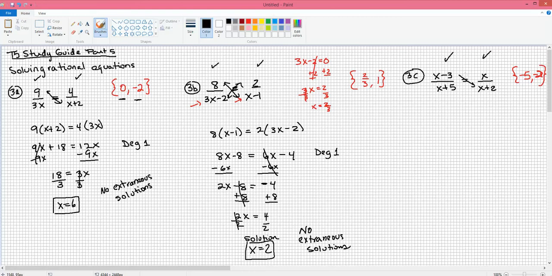Alright, cross multiplying. We have x minus 3 times x plus 2. We'll have to FOIL these. And then x times x plus 5. We'll have to distribute that x. Alright, this is x squared plus 2x minus 3x minus 6 equals x squared plus 5x. I'm going to combine these two because they're like terms.